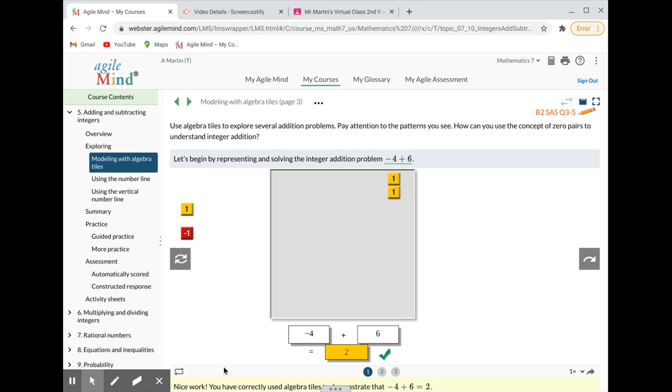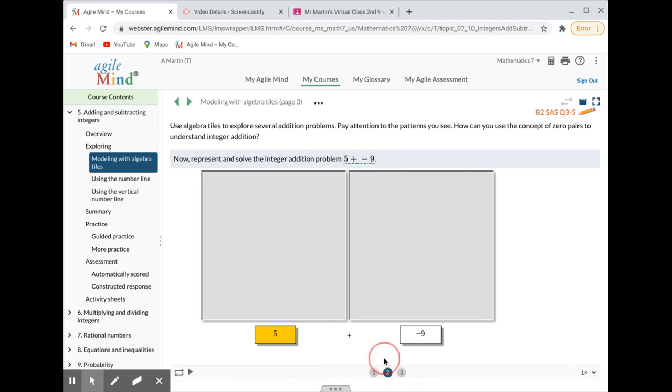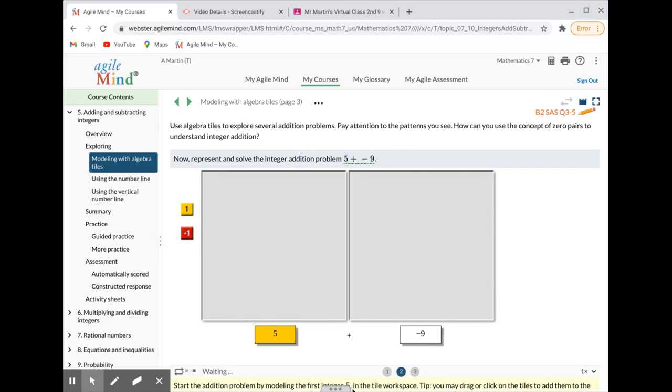All right, so it says we did nice work. It says we correctly used the algebra tiles to demonstrate that -4 plus 6 equals 2. All right, so we're going to look at this next one. We're going to get Miss Kalia to lead us. Kalia, tell us what we should do.